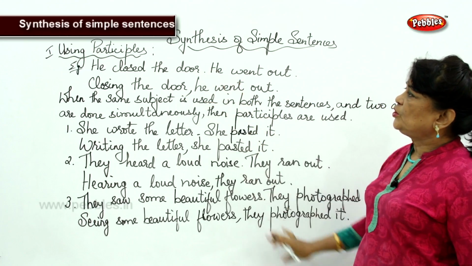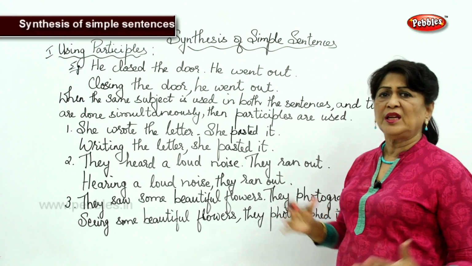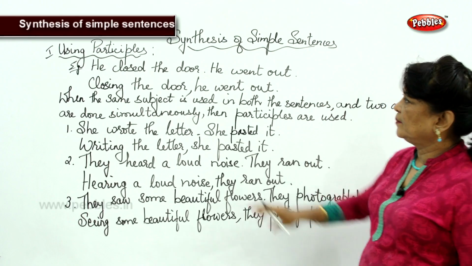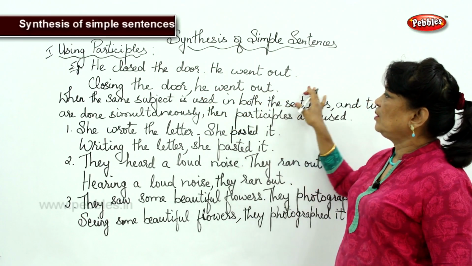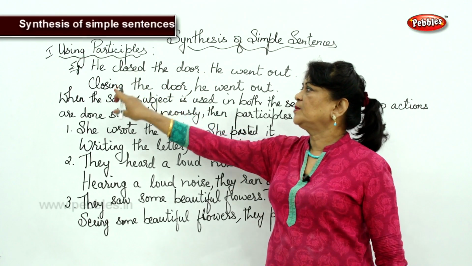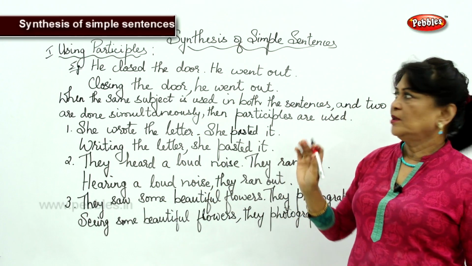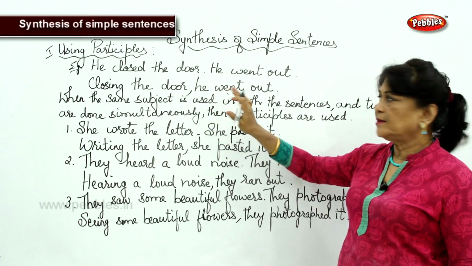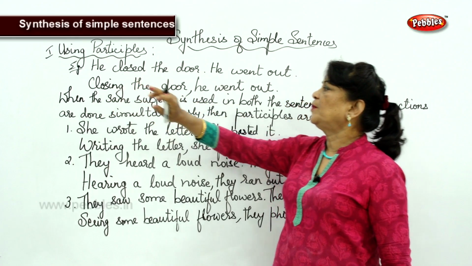These are the ways in which you combine two simple sentences without changing the meaning into another simple sentence, and this is using the participle. He closed the door. He went out. Closing the door, he went out. Okay. Now this main finite verb has been changed into a non-finite verb, a participle, because in a simple sentence there should be only one finite verb. So this has been converted into a participle.